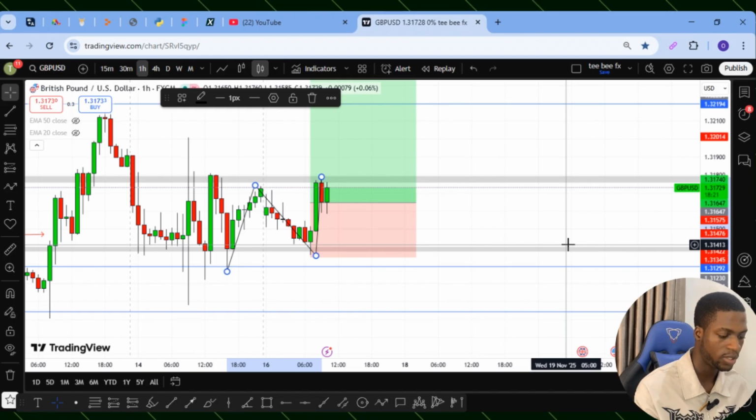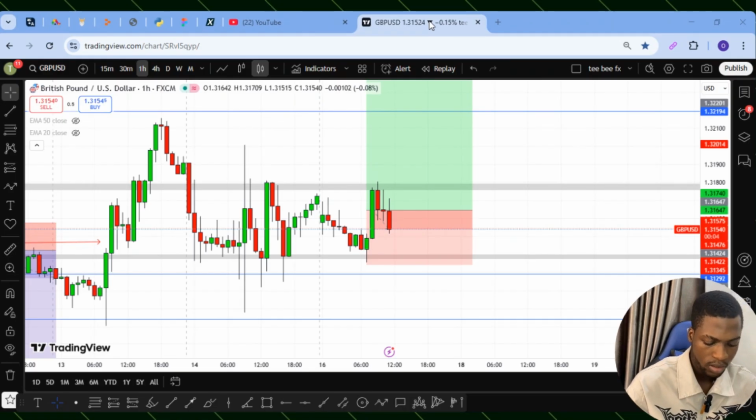And if this resistance zone breaks today, that means I'm going to win this trade. I might not hit my take profit today, but the probability is now high in my favor that I'm going to win this trade. Let's see how this trade is going to play out, and I'll keep you updated.